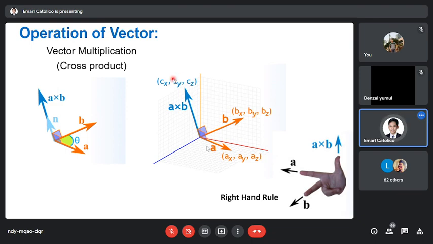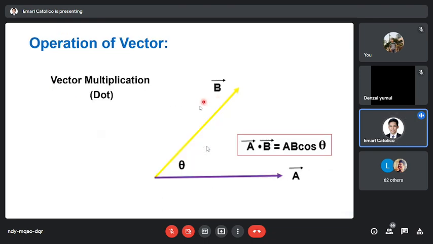So for cross product, medyo mahaba ang solution ng cross product, ano? Kasi kukunin mo yung Cx, Cy, Cz component ng cross product C, from B and A. So, siyam na solution yan. Medyo mahaba kapag cross product. Unlike kapag dot product, multiply and plus lang, medyo mabilis. Mamaya ipapakita ko sa inyo yung solution natin sa vectors.